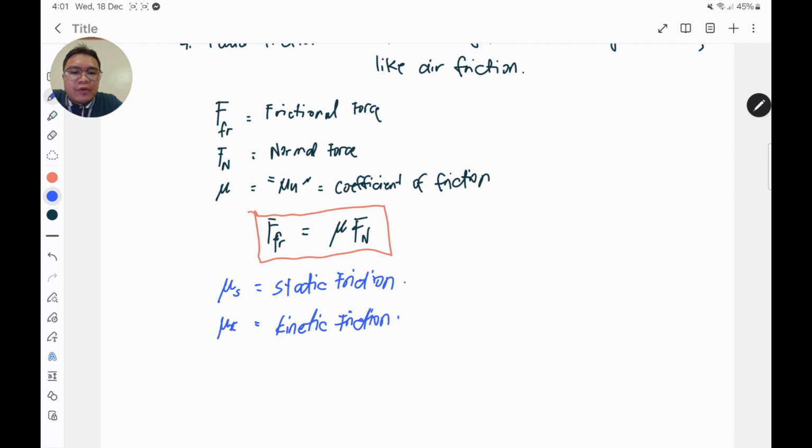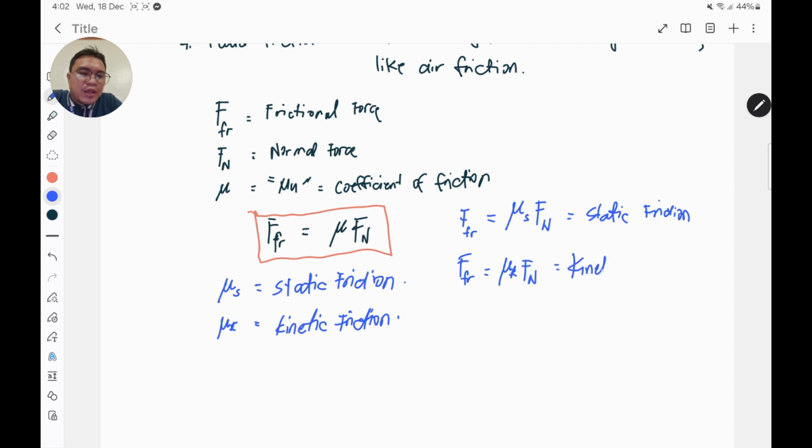Okay, so therefore, if I'm going to rewrite the equations for the frictional force involving static friction, that would be mu sub s multiplied by your normal force, and this is for static friction. And of course, for the kinetic friction, our frictional force is given as mu sub k times your normal force, which is for kinetic friction.